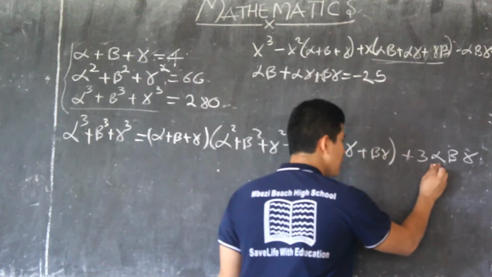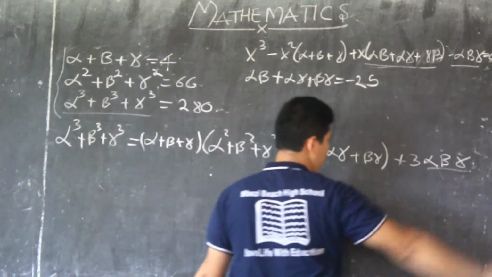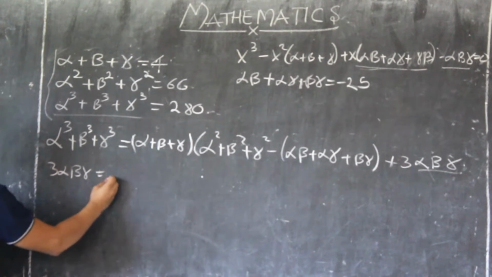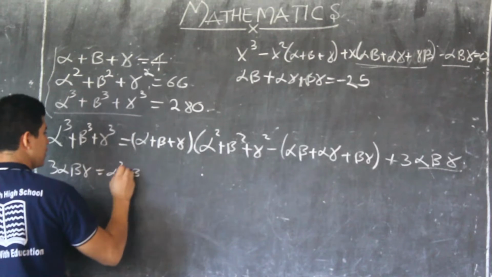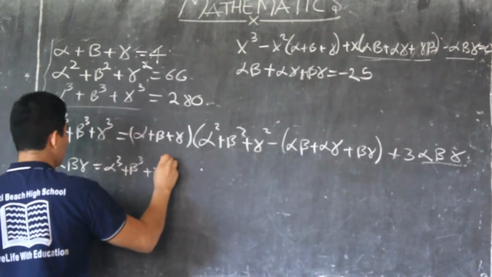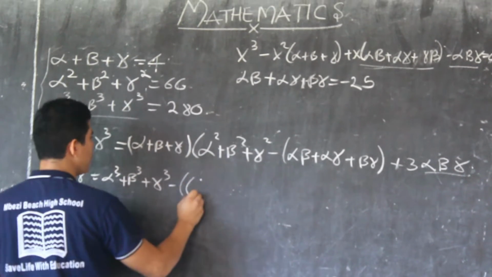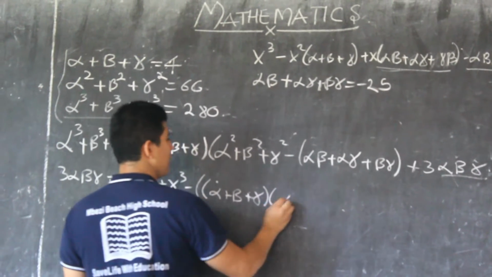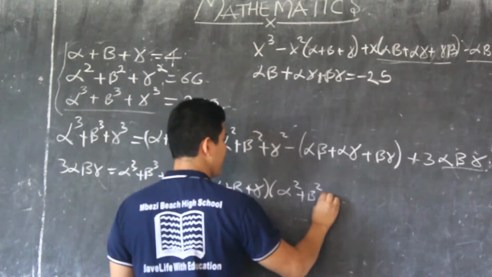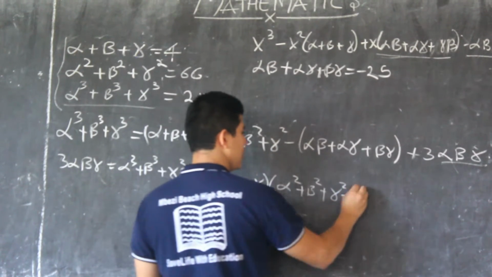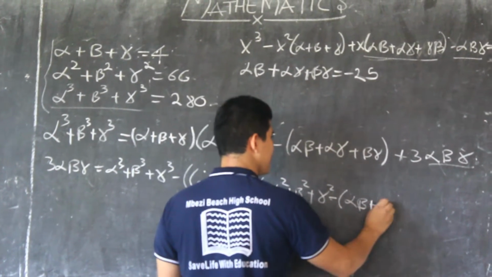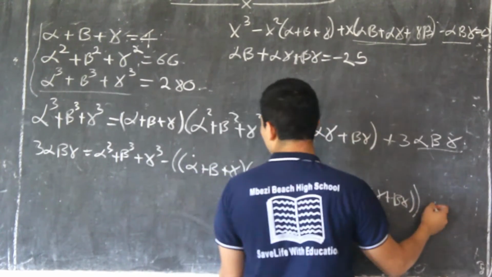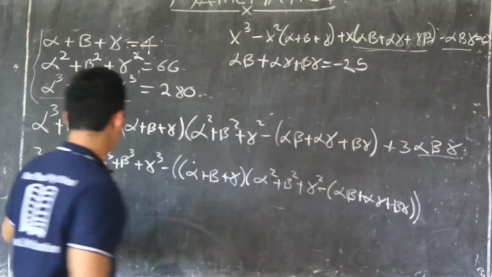Now in this case we are required to find this one because we lack this value here, which means that we're going to have 3 alpha beta gamma is going to be alpha cubed plus beta cubed plus gamma cubed minus, I put a bracket here and a small bracket for this, alpha plus beta plus gamma, all these one times alpha squared plus beta squared plus gamma squared minus, and I put in a small bracket for this, alpha beta plus alpha gamma plus beta gamma. Okay, I put this bracket for it, and already, now this is my question.